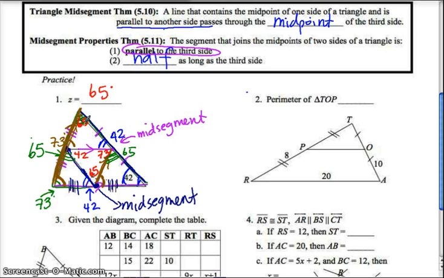Okay, over here, number 2, the perimeter of TOP. Well, if this is 10, this is 10. If this is 8, this is 8. So we want the perimeter of TOP. Well, if AR is 20, what is the relationship of OP? It's half of that. So OP must be 10. So 10 plus 10 plus 8 is 28.